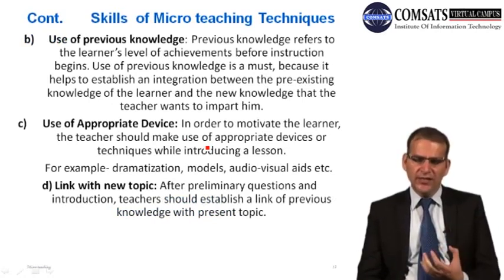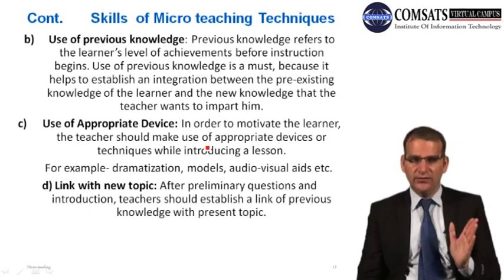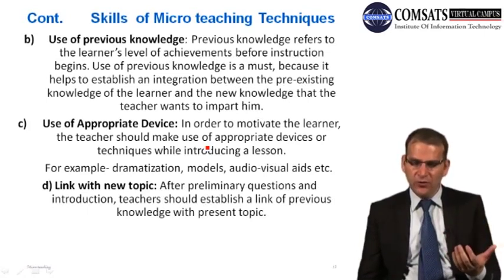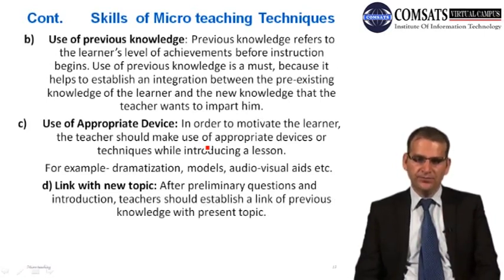Next, talking about introduction skill is use of previous knowledge. When you link this present introduction with the last one, so there is a link. The previous knowledge refers to the learner's level of achievement before instruction begins. Clear? Use of previous knowledge is a must because it helps to establish an integration between the pre-existing knowledge of the learner and the new knowledge that the learner wants to acquire. This is what we do. Use of previous knowledge. Right?